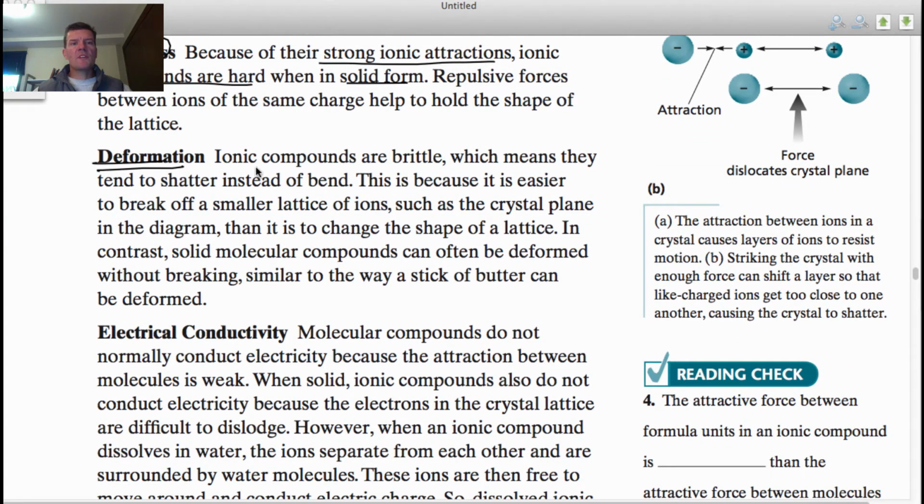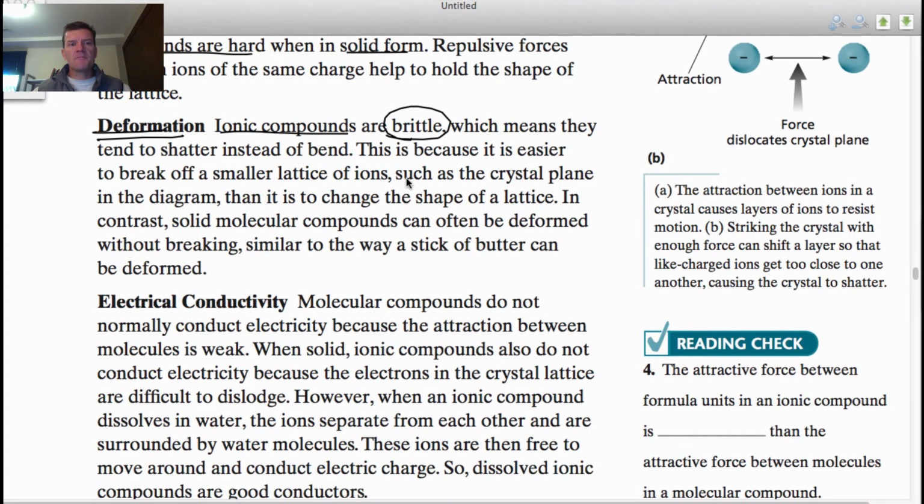Deform, can you deform things? Ionic compounds, if you do break them apart, are going to slice and be brittle, because those charges are going to push each other away once you start to break them apart. Whereas covalently bonded compounds can be deformed. If they're solids, they can be reshaped. Okay.